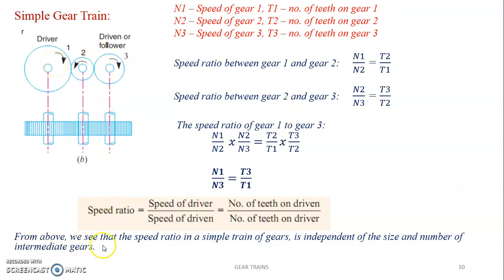So from the above we see that the speed ratio in case of a simple train of gears is independent of the size and number of intermediate gears. It doesn't matter how many intermediate gears there are. When I want to calculate the speed ratio, they don't count at all. It is always the number of teeth on the driven divided by the number of teeth on the driver.